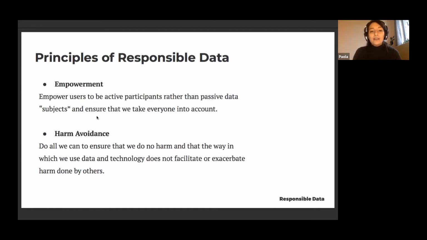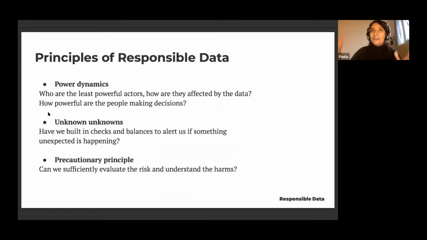Secondly, harm avoidance. We must do all we can to ensure that we do not harm, and that the way in which we use data and technology does not facilitate or exacerbate harm done by others. Of course, I assume that many of you are familiar with the do no harm principles, and it's also quite a nice example to show that when we talk about tech and data, it's really not a different world on its own. Really, these are all principles that are an extension of the ways and the values that we adhere to working in this field anyway. So I want to stress that tech and data and the work that we do with tech and data is really part of all the work we do, and it's not an unknown beast that we have to grapple with outside of the way we already do things.